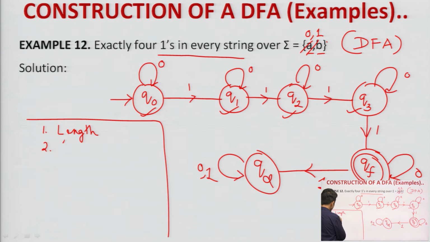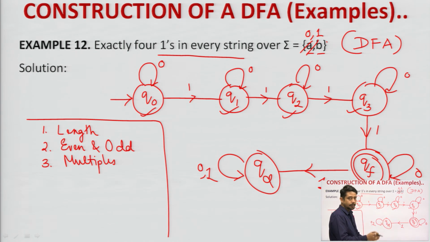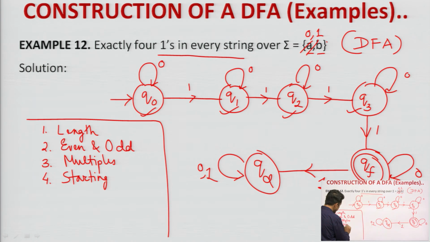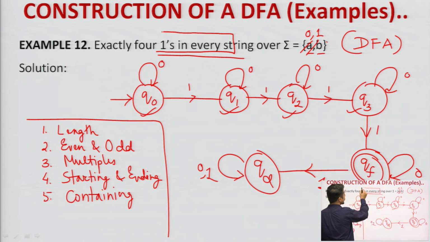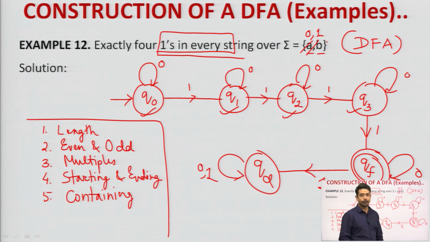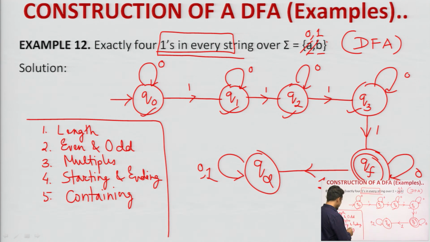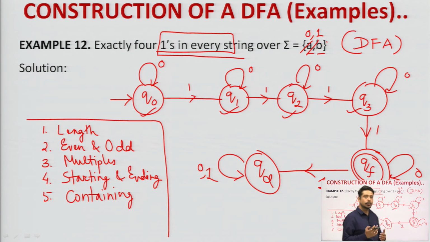Then we have checked even and odd scenarios. Then we have checked multiples. So, multiples of 3 we have seen. In the same way, divisibility by 3, both the concepts are the same. Then we have seen the starting and ending concept, starting with AA, ending with BB. Then we have seen the containing concept. Containing is nothing but this concept, containing exactly 4 ones in every string. So, this is also another concept. Like this, these 5 concepts we have done and a total of 12 questions.